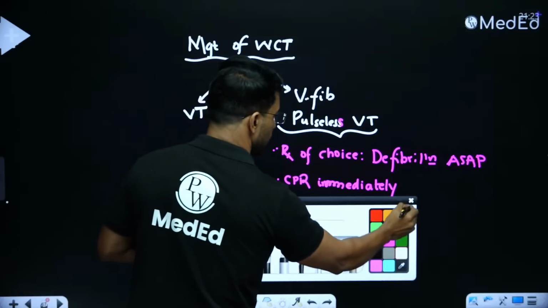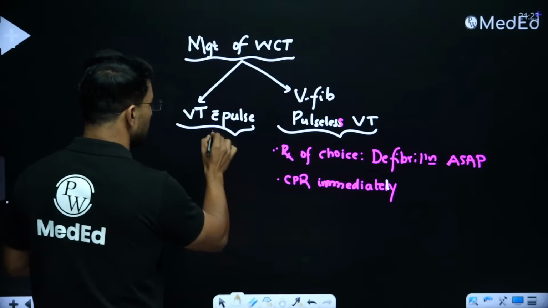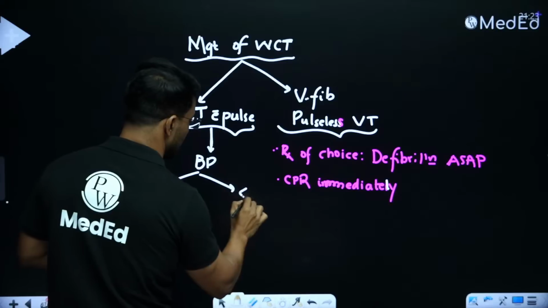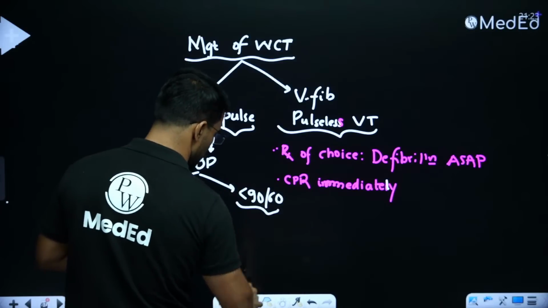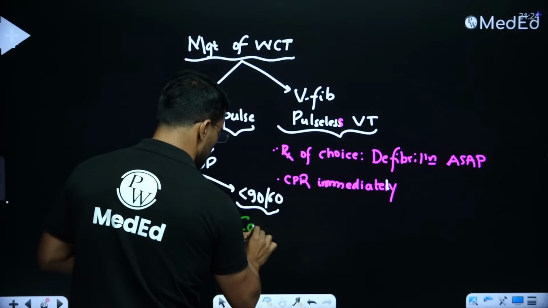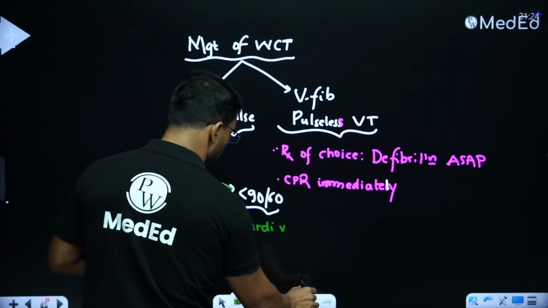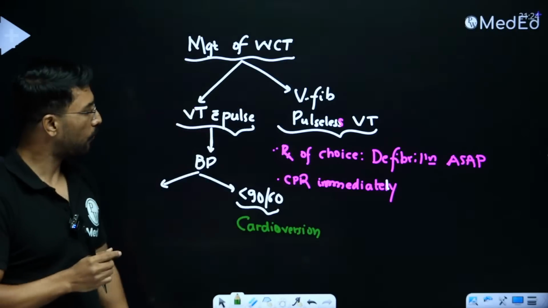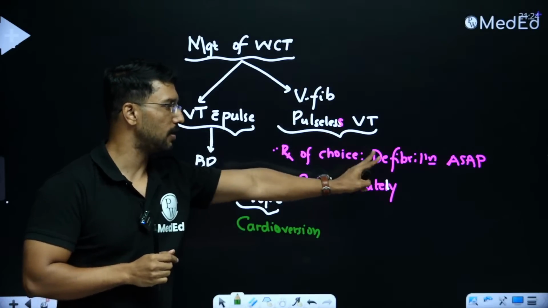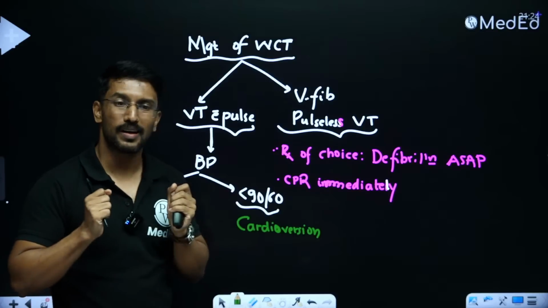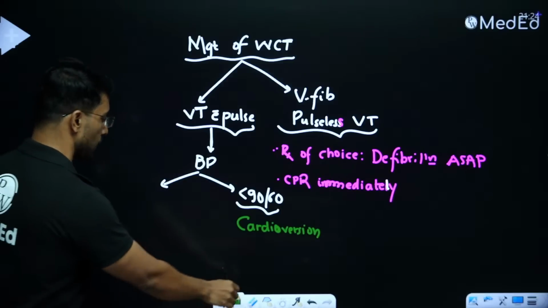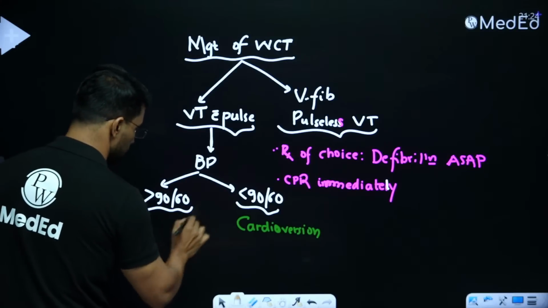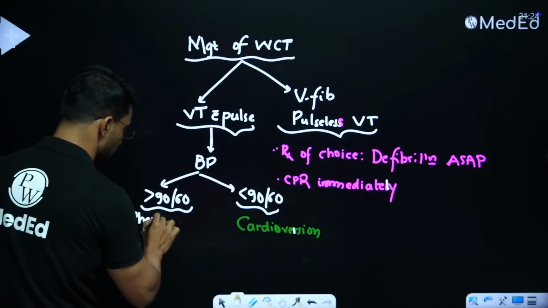But if it is VT with pulse, pulse is there means BP may be recordable. So I will look at the BP. If the BP is less than 90/60, in all patients with low BP, shock is the treatment. But here the treatment changes to cardioversion. Please remember, there are only two conditions where we go for defibrillation: VFib and pulseless VT. Every other arrhythmia, if BP is low, we go for cardioversion. So even when it is VT with pulse, low BP, cardioversion. And if BP is fair, that is more than 90/60, then we go for pharmacological treatment. You can also call it pharmacological cardioversion.